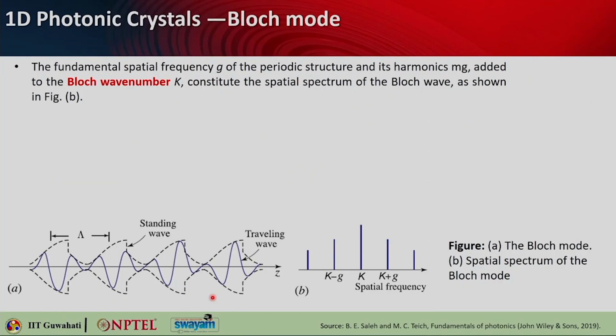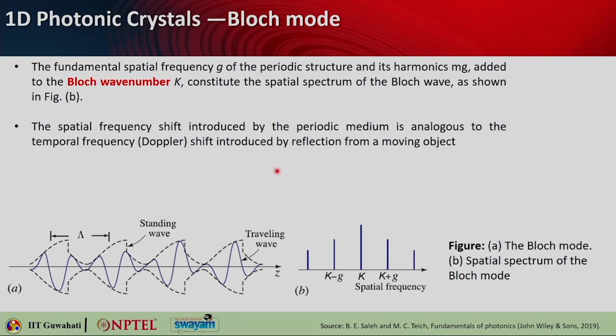Now, the fundamental spatial frequency will be this one corresponding to the Bloch wave number k. So, that will have the strongest contribution also, as you can see from this spectrum. Okay. So, the fundamental spatial frequency is g, small g, of the periodic structure, and its harmonics, which are m times g, m is 0, plus minus 1, plus minus 2 and so on. Okay. Added to the Bloch wave number capital K constitute the spatial spectrum of the Bloch wave. So, this is the spatial spectrum of the Bloch wave as we have discussed. The spatial frequency shift that you see here, the shift in the frequencies by the periodic medium, is analogous to the temporal frequency Doppler shift that is introduced by reflection from a moving object. So, it is this kind of analogy you have also seen in Doppler shifts.